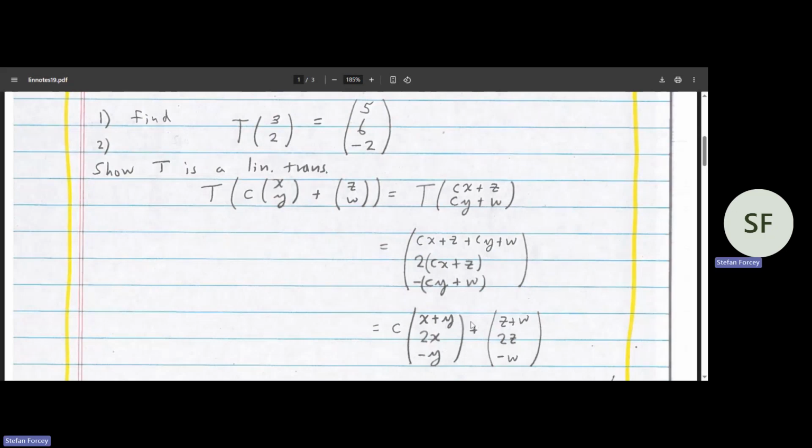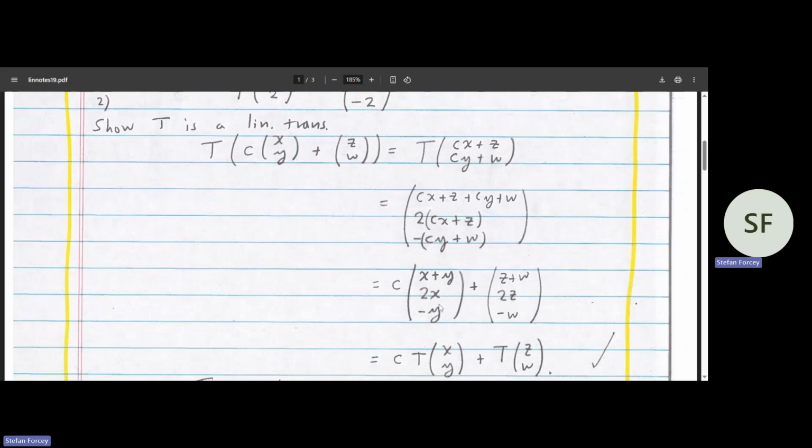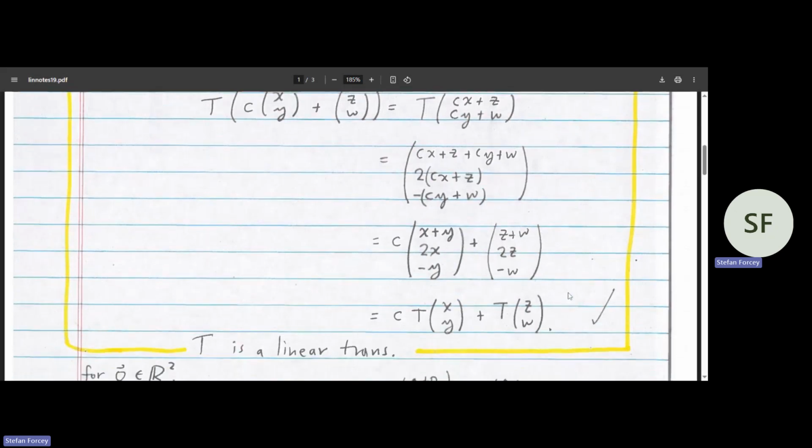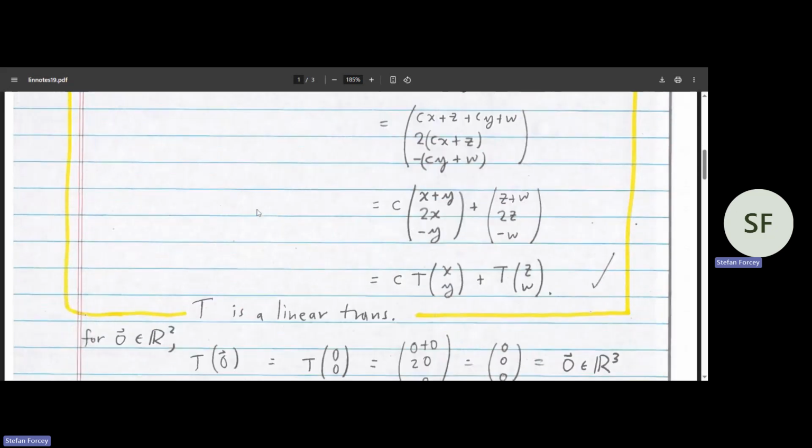If you multiply by c times (x plus y) and then add on z plus w, you get cx plus cy plus z plus w. If you multiply c times 2x and add on 2z, you could pull out the 2 and get 2 times (cx plus z). And if you have negative cy and negative w, that's also the same. But then looking at this way of writing it, you can tell that that is exactly the same thing as applying the T to just x and y, and the T to z and w, and multiplying the first one by c. So we've seen using variables that it doesn't matter whether you do the linear combination before or after for this transformation. Therefore, it's linear.